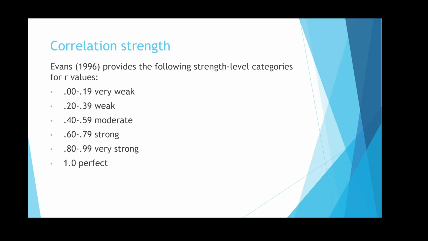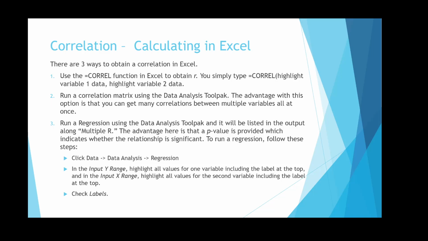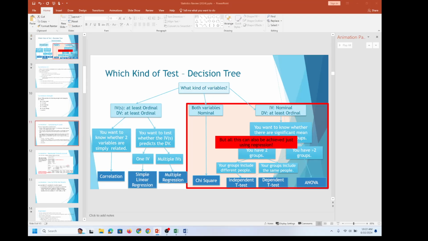So there you go. Okay, how do we actually get a correlation? There are lots of ways to do this. In Excel, there are 3 ways that make it quite simple. There is a function that you can type in Excel, equals CORREL. That will give you the correlation. In parentheses, you highlight all the data from your first variable, comma, and then highlight all the data from your second variable. So I'm going to go ahead and open up the data set that is posted on Canvas.